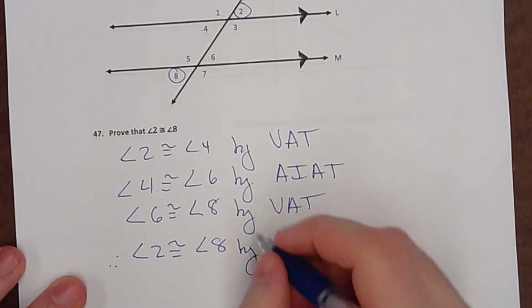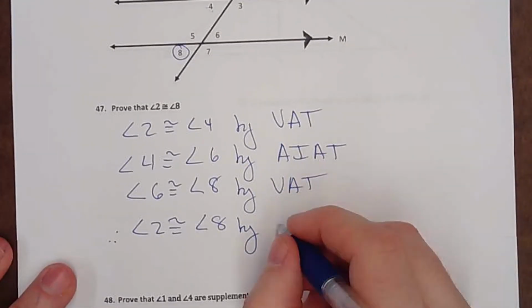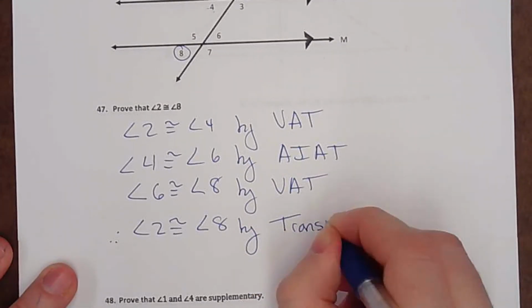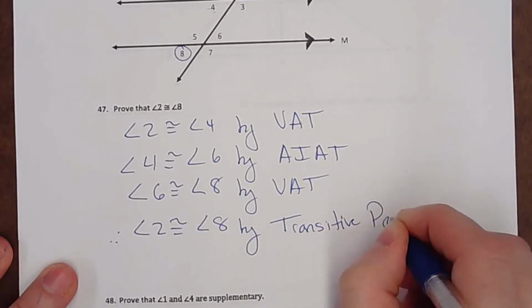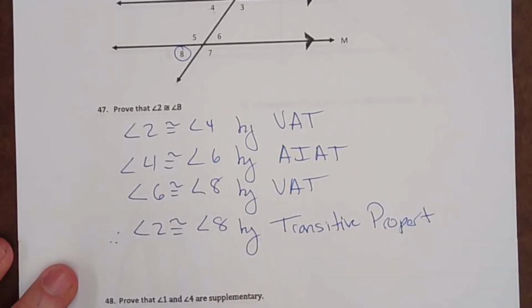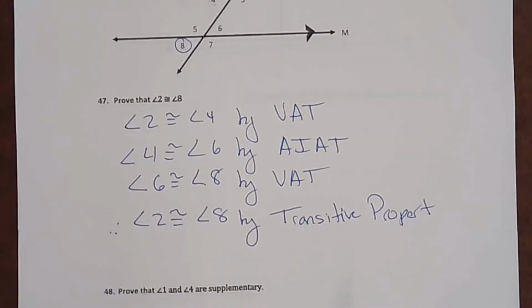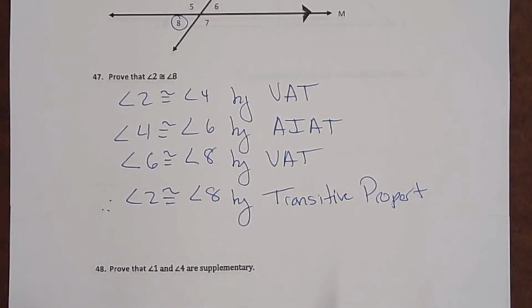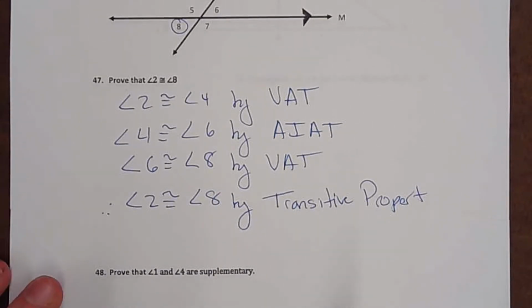Nope. These are not congruent triangles. Okay, transitive. Yep. 2 is touching 4, 4 is touching 6, 6 is touching 8, therefore 2 is touching 8. So all that. There is a shorter way to do this if you want to follow along, okay?